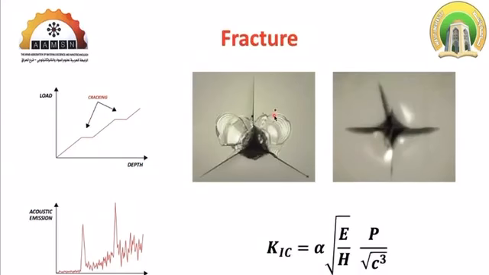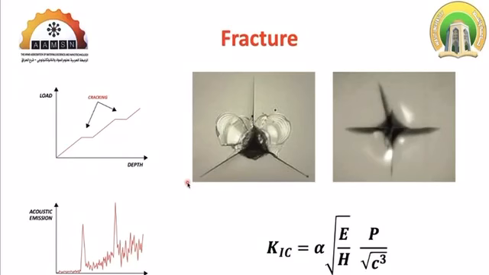Fracture is another success story that we can test in nanoindentation, and all we can do here is limited to brittle material. We cannot do a fracture test for ductile material by using nanoindentation. So far, I don't know what's going to happen in the future, but so far we can test the fracture toughness only for brittle material.